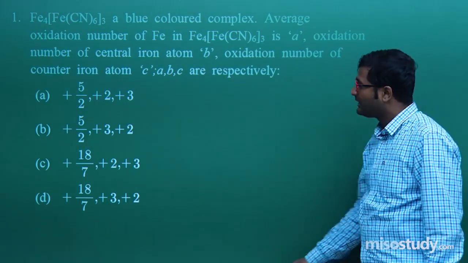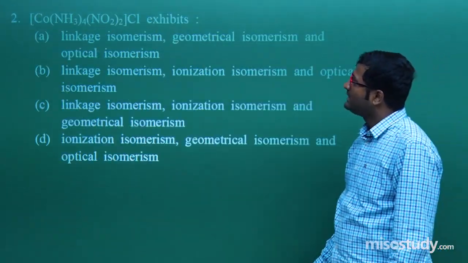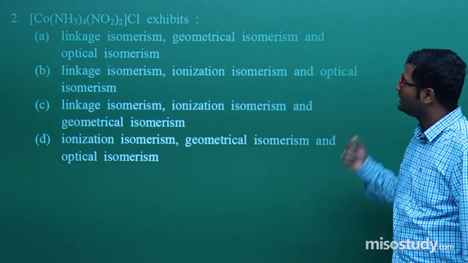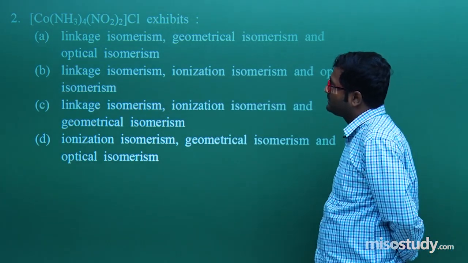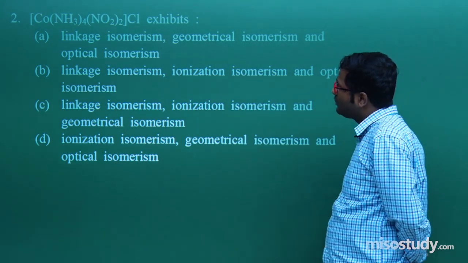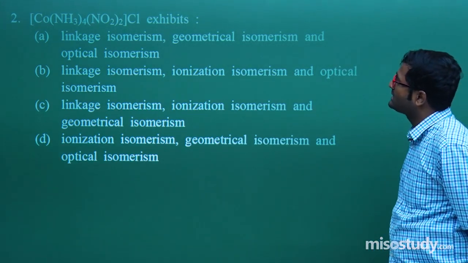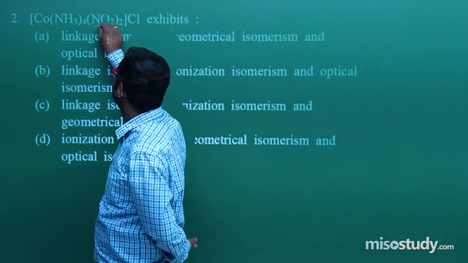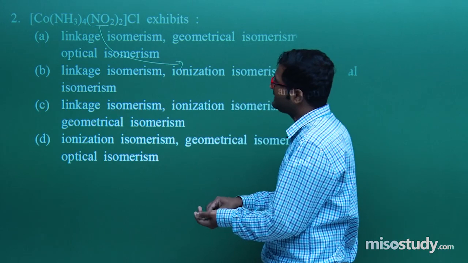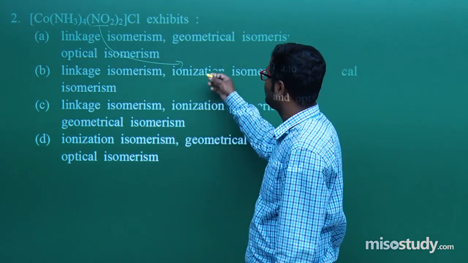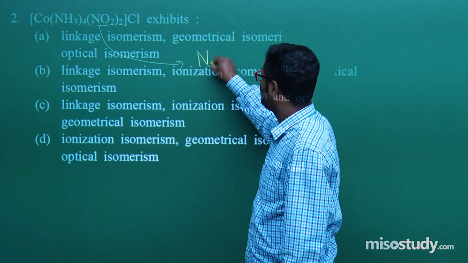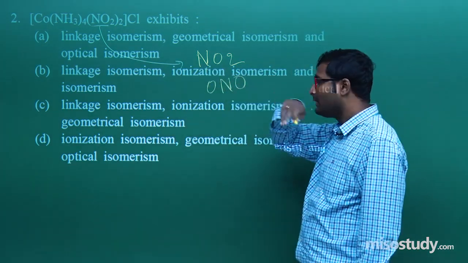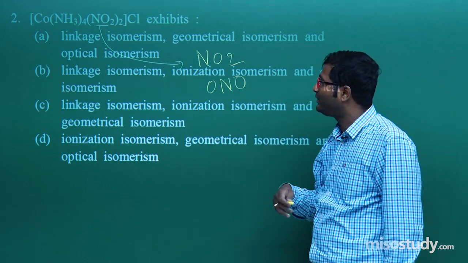Now let's move to the next question. [Co(NH3)4(NO2)Cl] shows which type of isomerism? First one is linkage isomerism. Yes, possible, linkage isomers are definitely possible, because this is an ambidentate ligand. If it is an ambidentate ligand, then it can be represented like this, NO2, then ONO, one time nitro and second time nitrito, O and N.